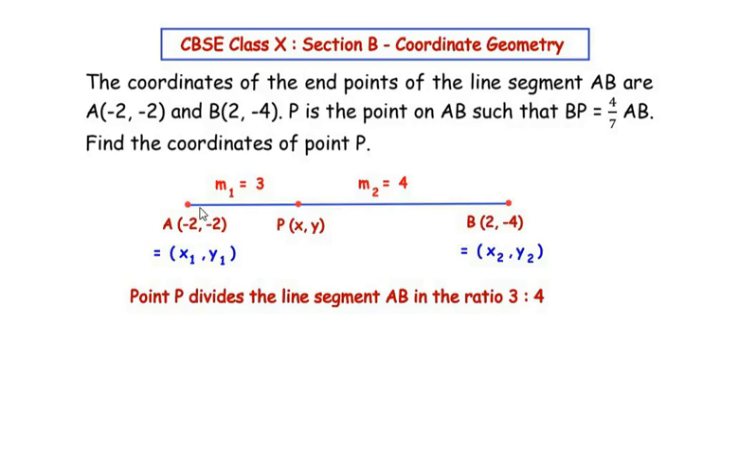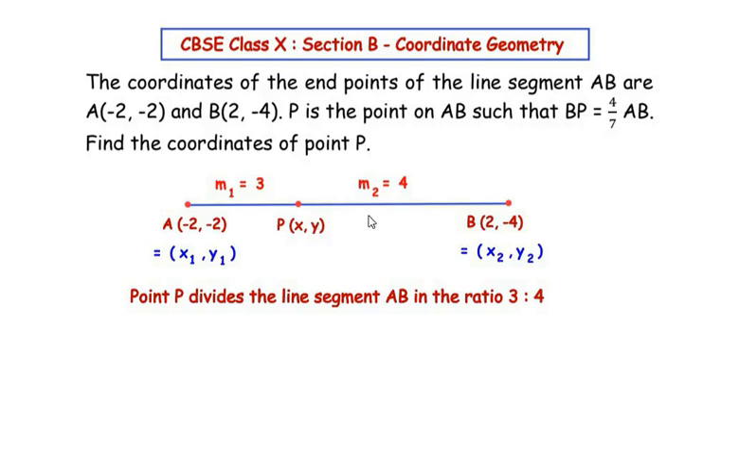So here we have been given a line segment AB with the coordinates of A being (-2, -2) and B being (2, -4). Now it has been given that P is a point on the line AB such that BP is equal to 4/7 times AB. Now this means that the length BP is going to take 4 parts out of the total 7 parts of AB. So if you think of dividing this line AB into 7 equal parts, then 4 parts will be taken up by the length BP and the remaining 3 parts will be taken up by the length AP, because 4 plus 3 gives us total 7 parts.